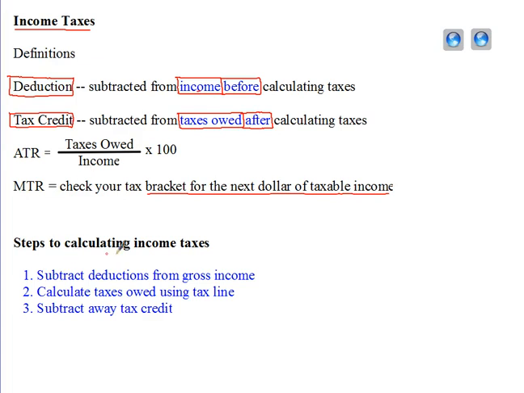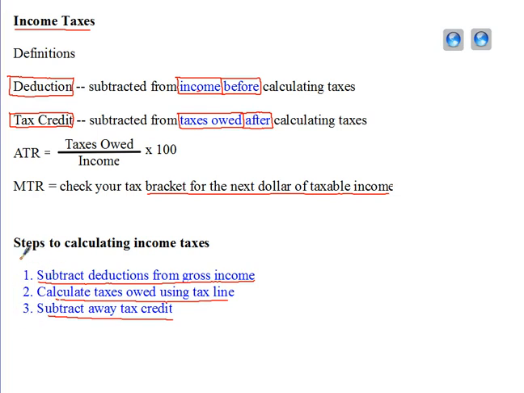It's a three-step process to calculating your income taxes. Step number one is to subtract your deductions from your income. That's the first thing that you do. Step number two is you actually do your tax calculations using something that I'm going to call a tax line. And then step number three is you subtract away your tax credit. Whatever your tax credit is, you subtract that after you calculate your taxes. That's the three-step process that I'm going to use for calculating taxes.